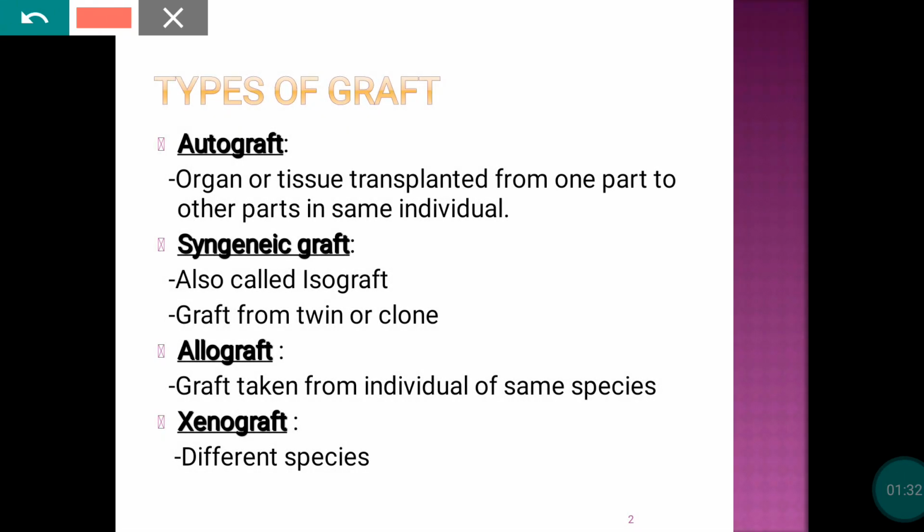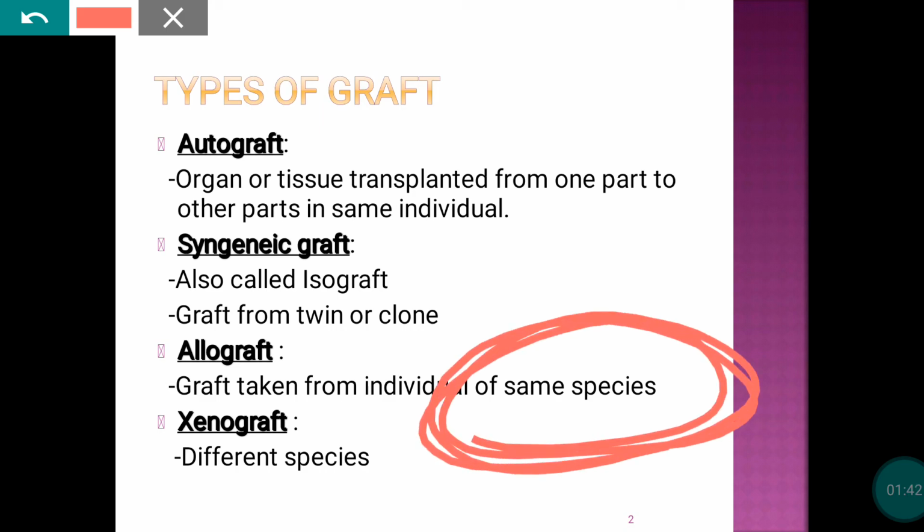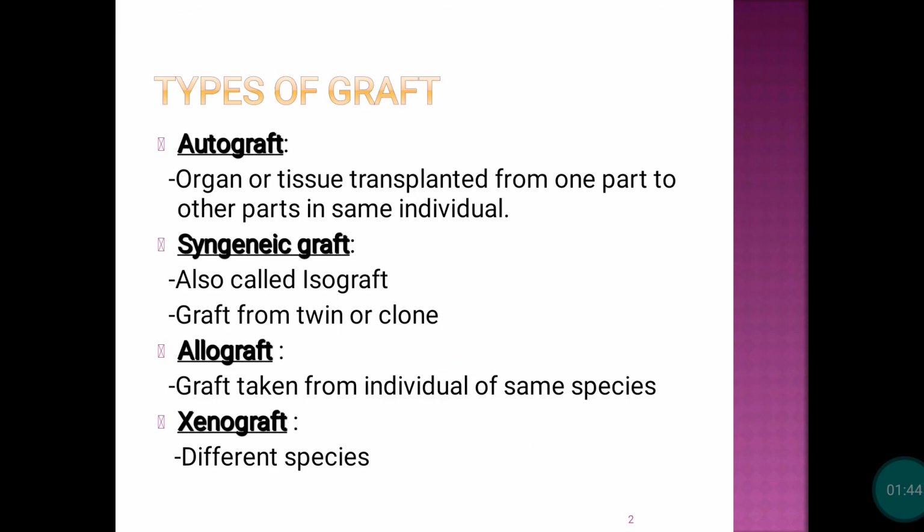The third type of graft is allograft. If the graft is taken from one individual and transplanted to another individual of the same species, meaning between two humans, then it is known as allograft. Suppose Mr. X's tissue is transplanted into Mr. Y, then it is known as allograft.